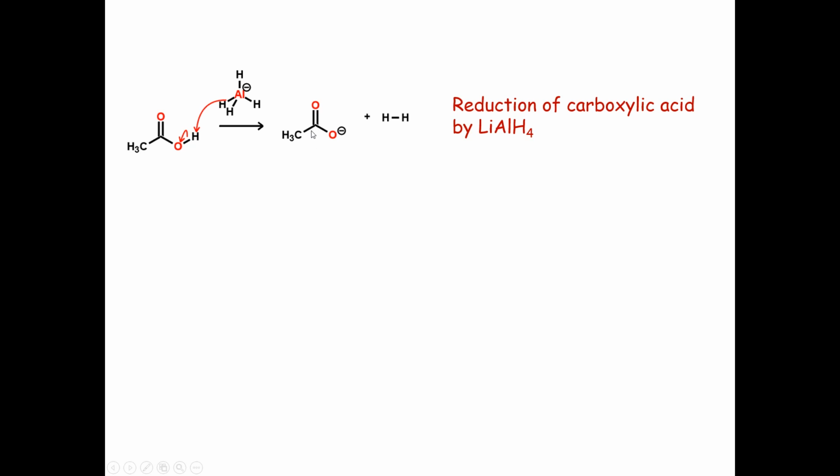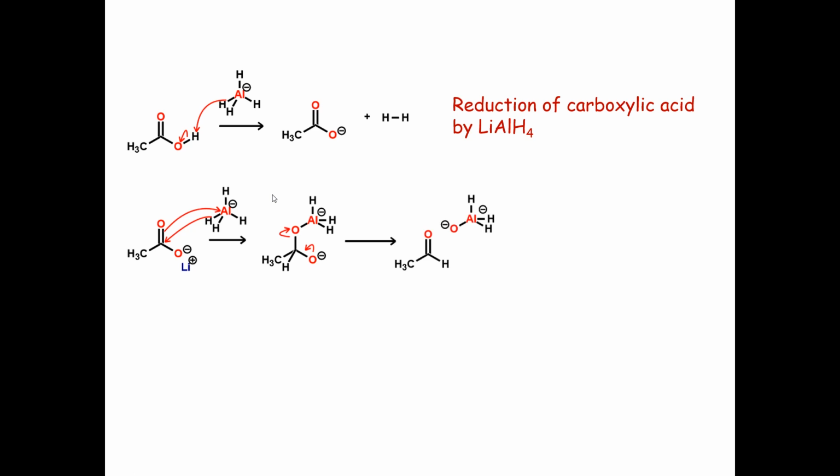But now you got this carboxylate. Is it going to react? Well, it turns out that the hydride is reactive enough to react with the carboxylate. So the hydride will again come in, aluminum will again grab the oxygen, and you'll form this stable intermediate. And now once again, you're going to work this up with water. So you throw in some water, and we actually get an aldehyde.